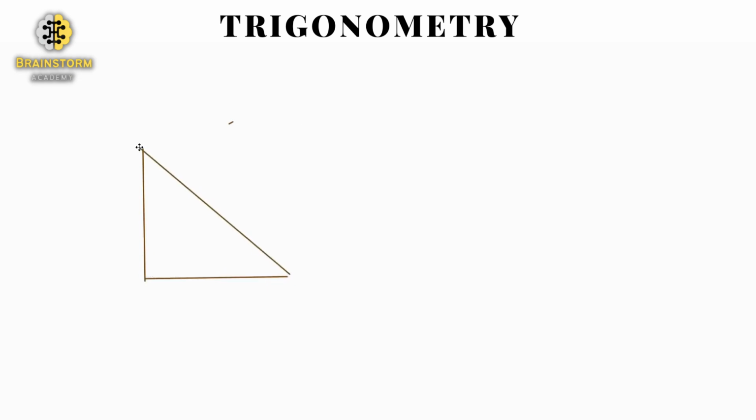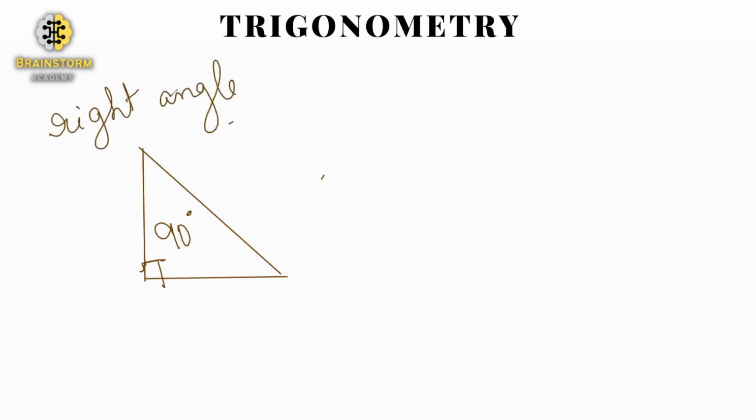Okay, so let me first draw a triangle. So we all know that this is a triangle. Now any triangle which has one of its angles to be 90 degrees will be called a right angled triangle. This is something we already know, right? Now, the entire trigonometry is based on this right angle triangle.